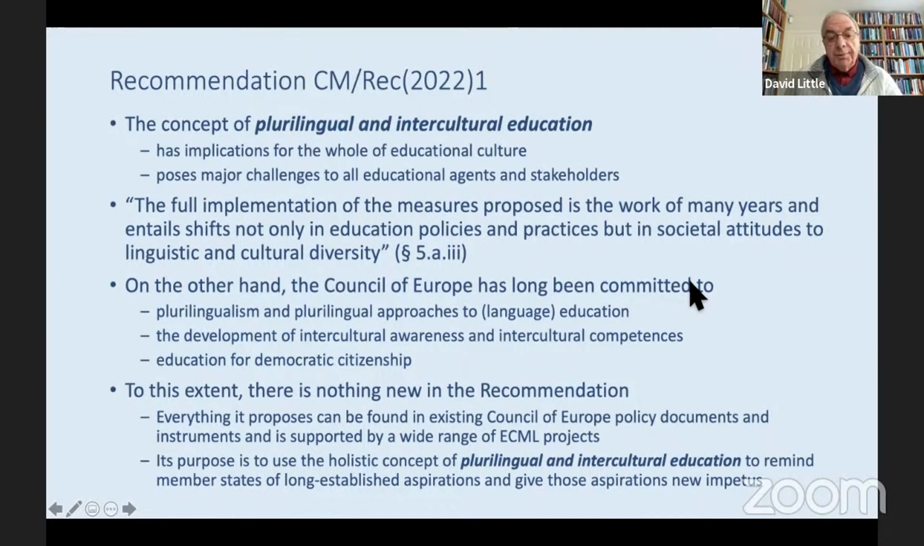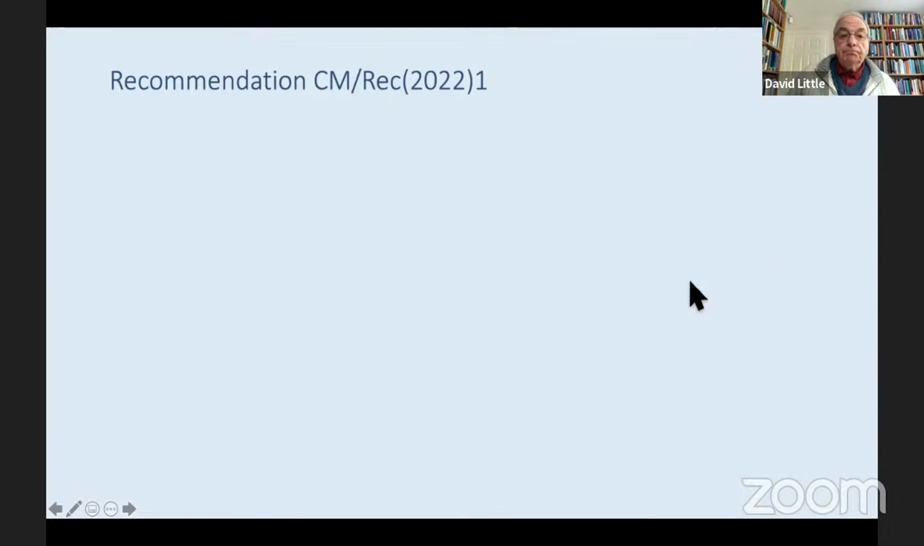And everything it proposes is supported by a wide range of ECML projects, present and past. The purpose of the recommendation is to use the holistic concept of plurilingual and intercultural education to remind member states of long-established aspirations and give those aspirations new impetus.